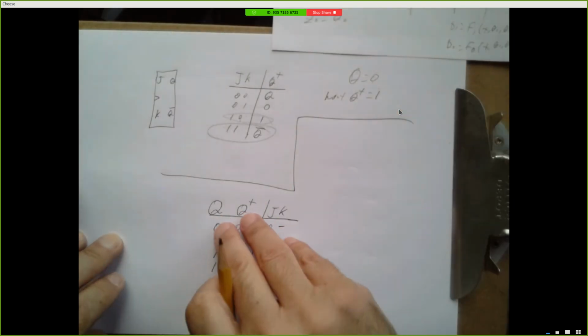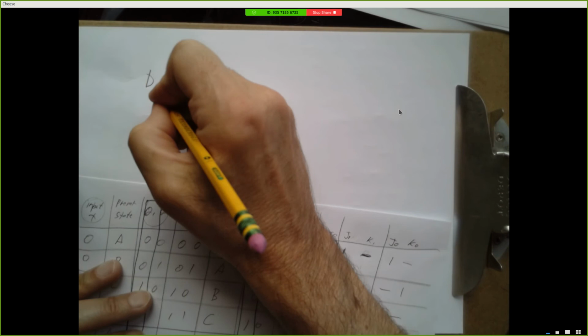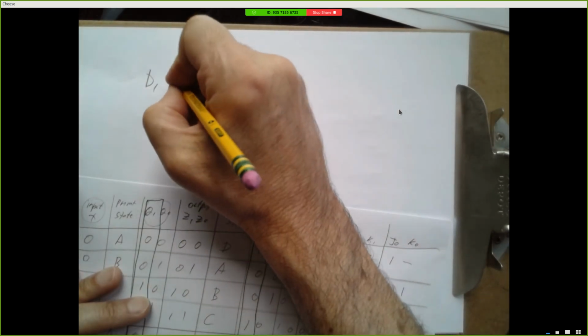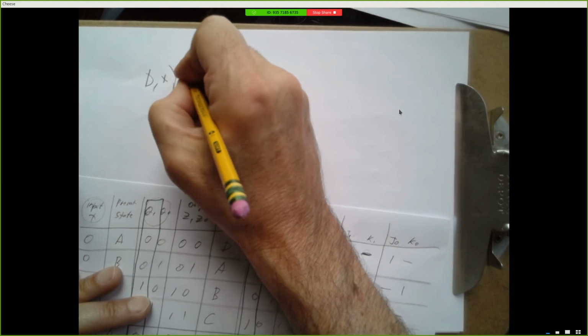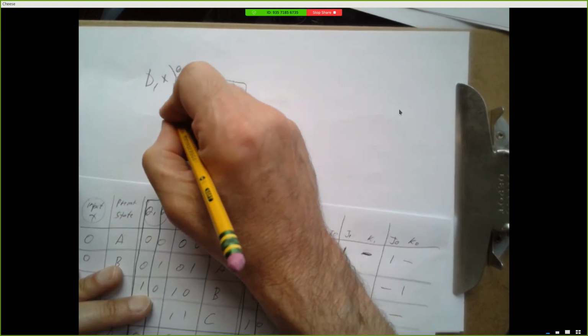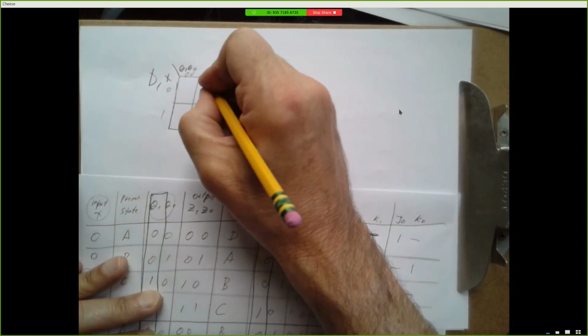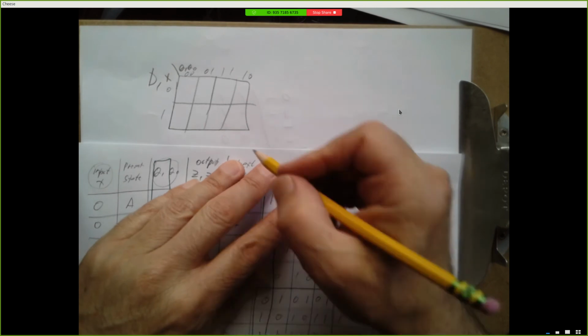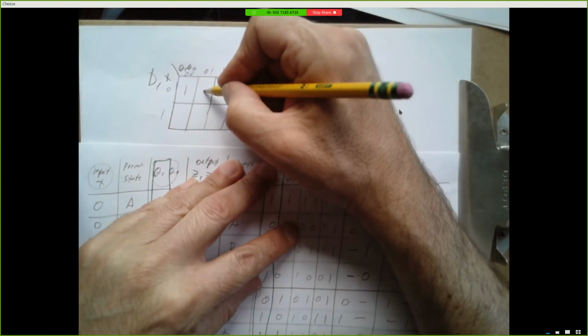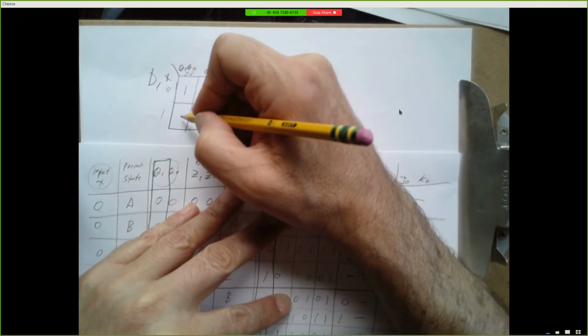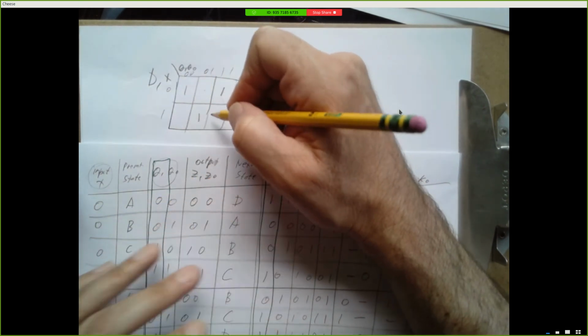All right, so let's K-map these. Let's compare them. So let's look at the D inputs. Okay, so D1. All right, so I'll do X and Q1 and Q0, and I'll fill in D1. So it looks like 1, 0, 0, 1, and then 0, 1, 1, 0.